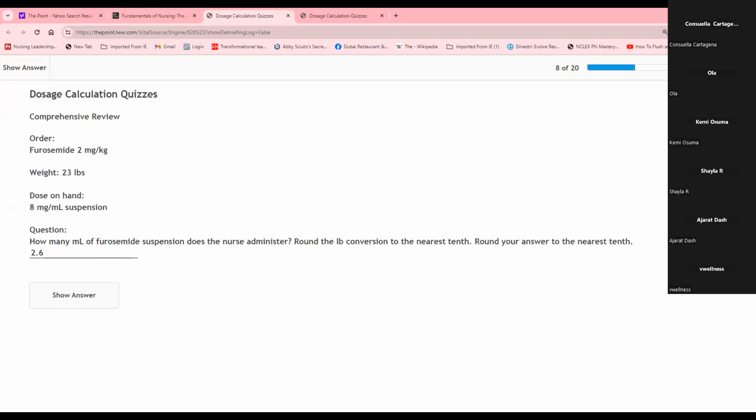Let me do it on the whiteboard. But in this problem, Mrs. Loach, it does say round the pound conversion to the nearest tenth. So I did do that. Okay, I actually didn't see that, and I didn't do that. So that might be why you got a different answer. Remember, I said they might do that sometimes. I still got 2.6, but I wanted to say that part. So that would have rounded it to 10.5.